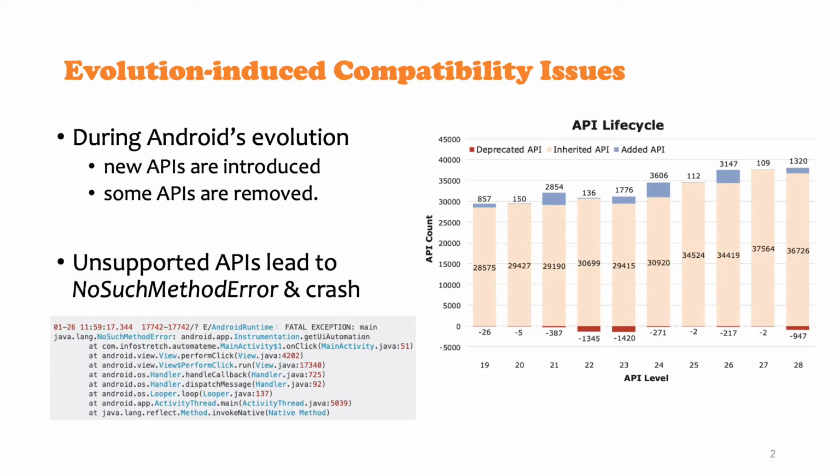It is well known that Android is evolving rapidly. During Android's evolution, new APIs are introduced and some old APIs are removed. We can see this from the figure on the right. Large version updates will introduce more than 3,000 APIs, or delete more than 1,000 APIs. And when an app calls these unsupported APIs, it will crash with a no such method error. For example, the figure below is a runtime log for this issue.